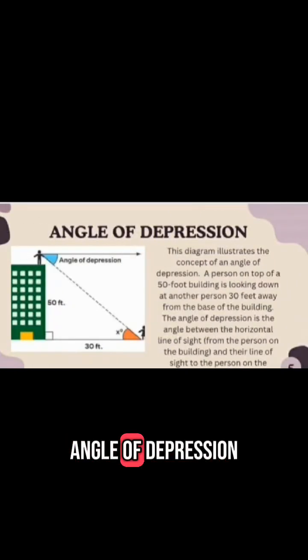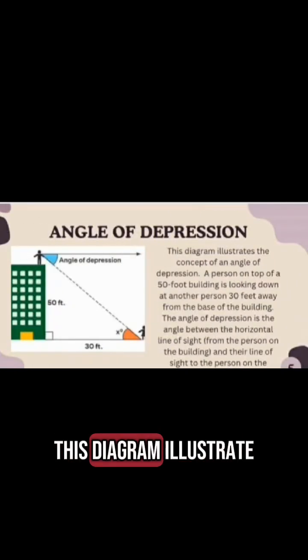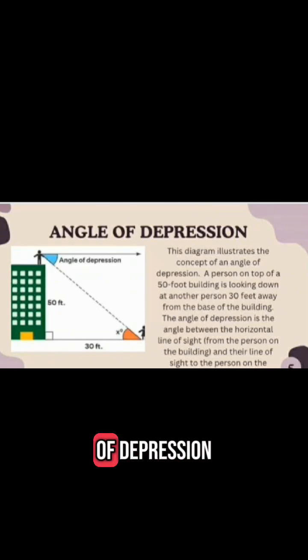And second, what is angle of depression? The angle of depression is the angle formed between your line of sight and the horizontal. It's the angle you need to depress or lower your head to see the object below. Here is an example of angle of depression. This diagram illustrates the concept of an angle of depression.